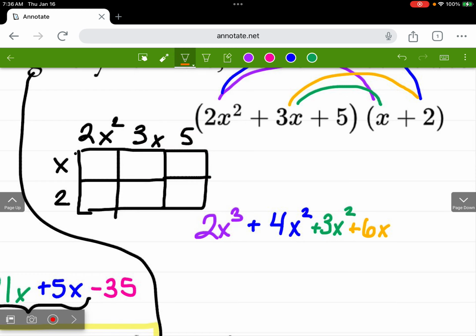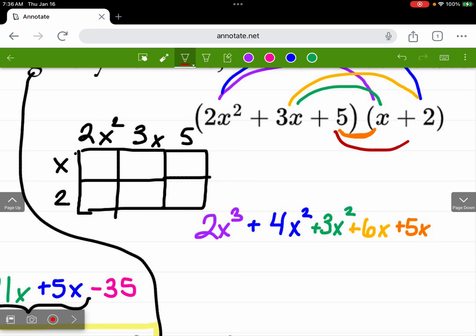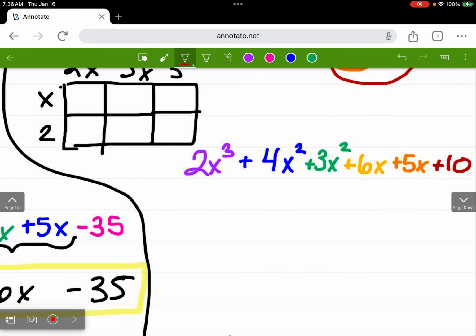Then we're down to our 5. I'm going to switch to the bottom because we're running out of space. We're going to take our 5 times x, and our last piece is going to take our 5 times that 2 to get 10. It helps me not get overwhelmed choosing colors if I use the rainbow. Otherwise, there's too many options and all I pick is purple, blue, and pink. So I try and make sure I get the warm colors too.